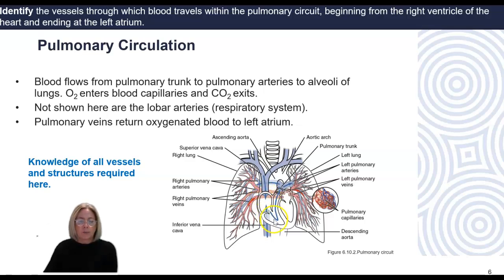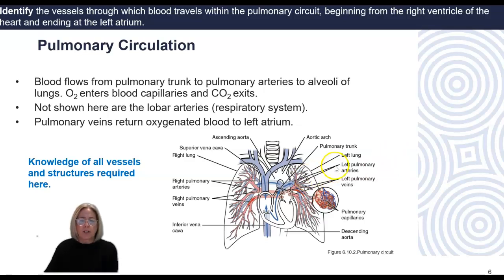That deoxygenated blood flows then into the right ventricle, up through the pulmonary trunk, which then branches into the left and right pulmonary arteries. They go off to the lungs, and then they continuously branch, and eventually, you end up with those capillary beds that surround those alveolar sacs and those little alveoli. And that's where that gas exchange occurs.